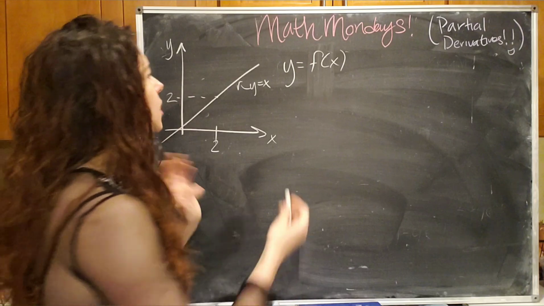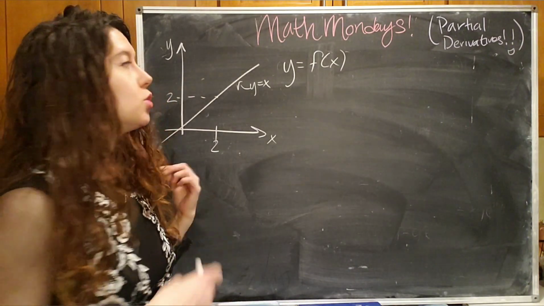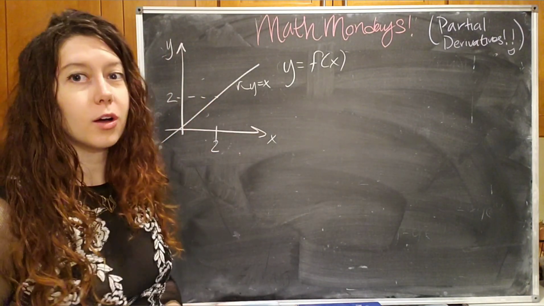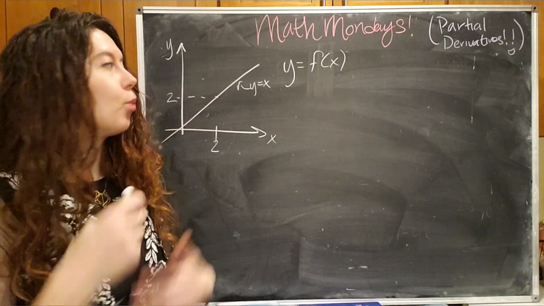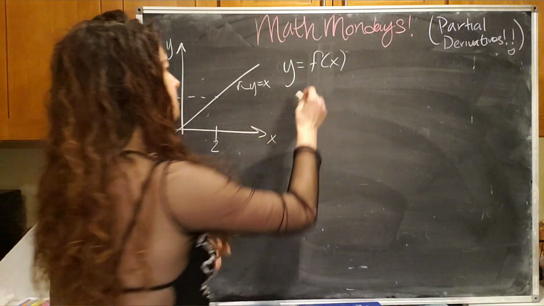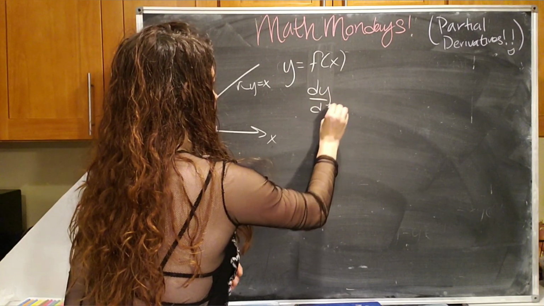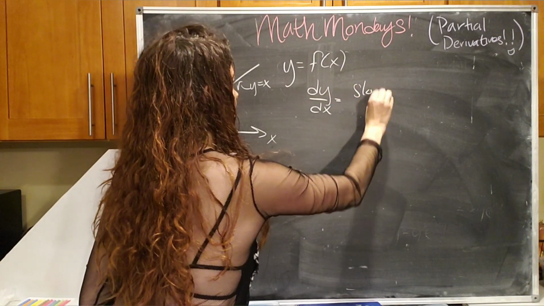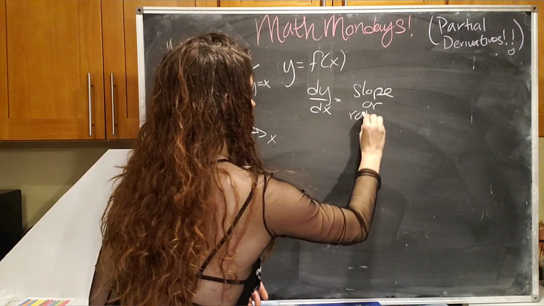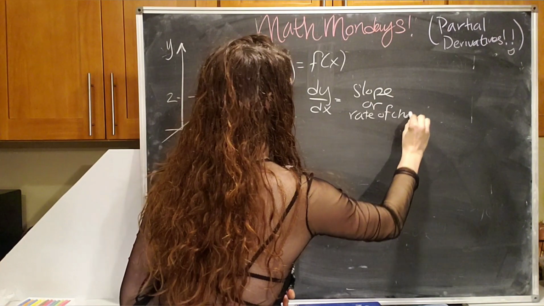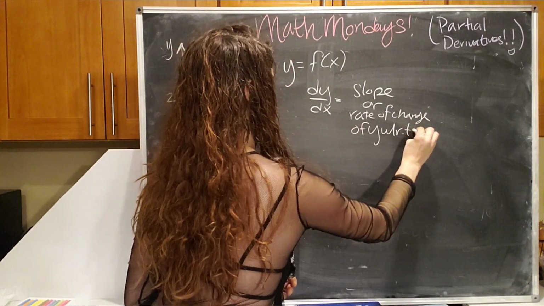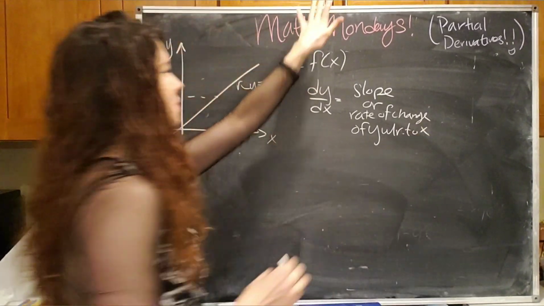So what derivatives allow us to do is to ask, what is the slope of this line? Or, alternatively and equivalently, what is the rate of change of y with respect to this variable? So that is what this means, dy dx. It equals the slope, or, like I said, this is the same thing, the rate of change of y with respect to x.